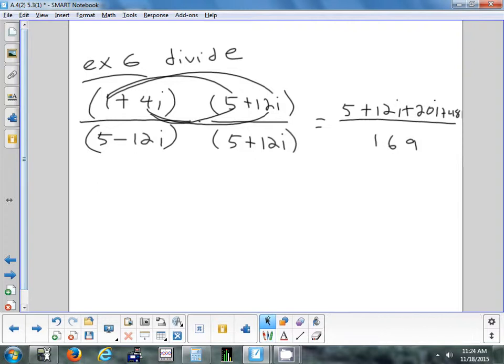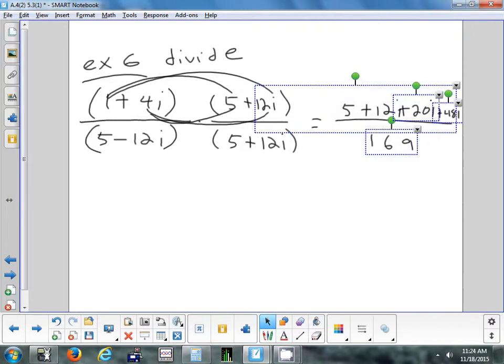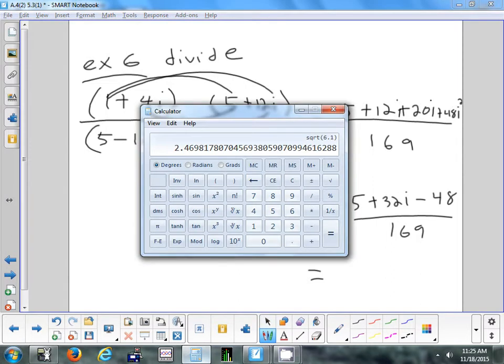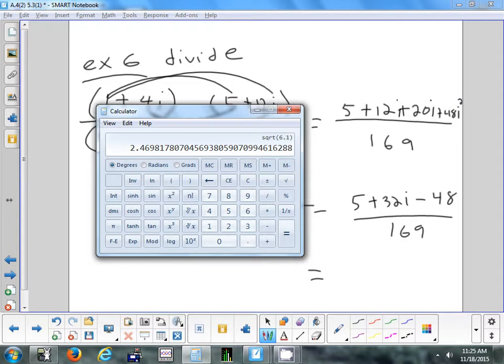Just move that over a little bit. 48i squared. Okay. What I'm going to do is combine my i's together. 12i and 20i is how much? 32i. And 48i squared is really what number? Negative 48. That's a 48 times negative 1. Okay, last thing I need to do in the top is just combine together 5 minus 48. Okay, that's negative 43.